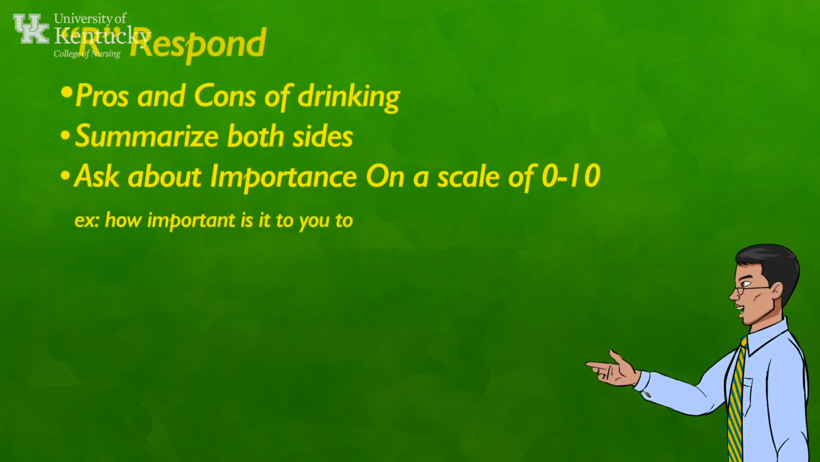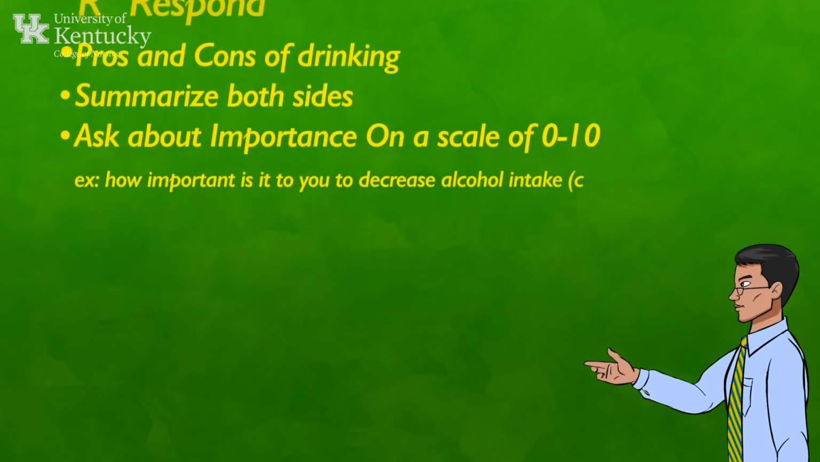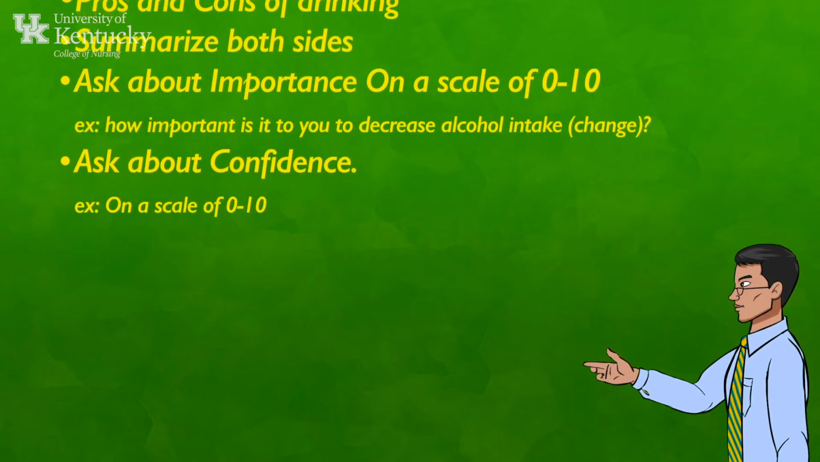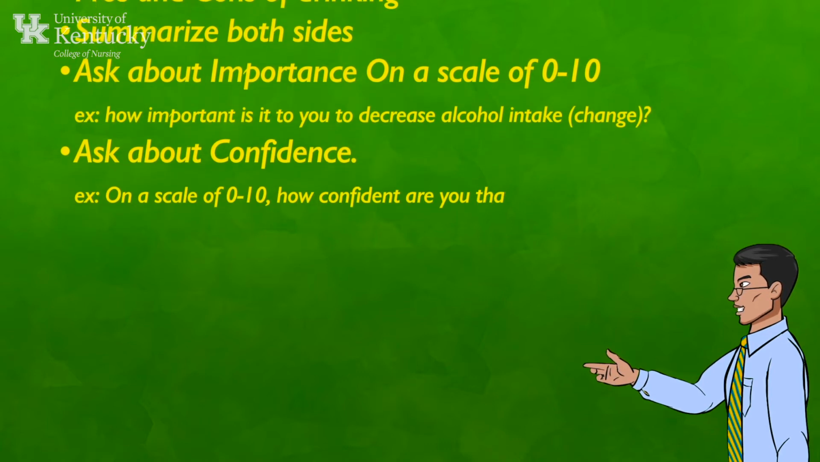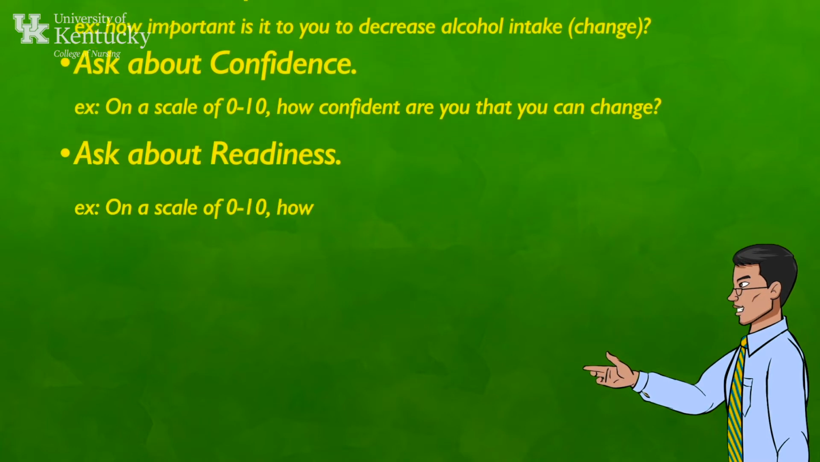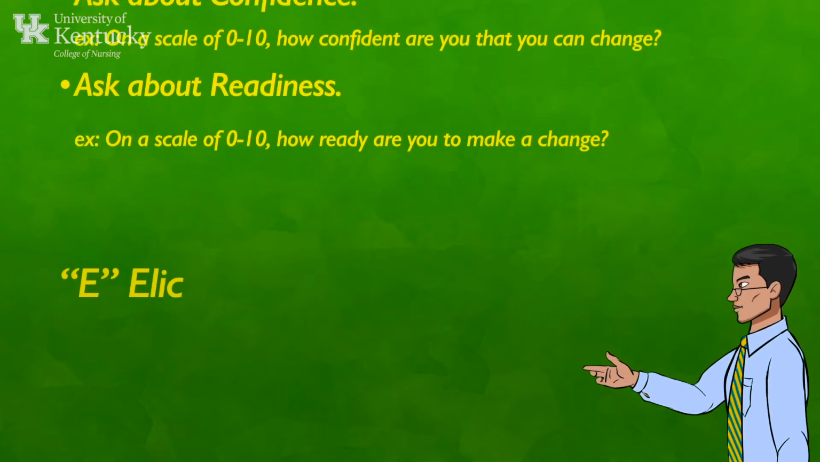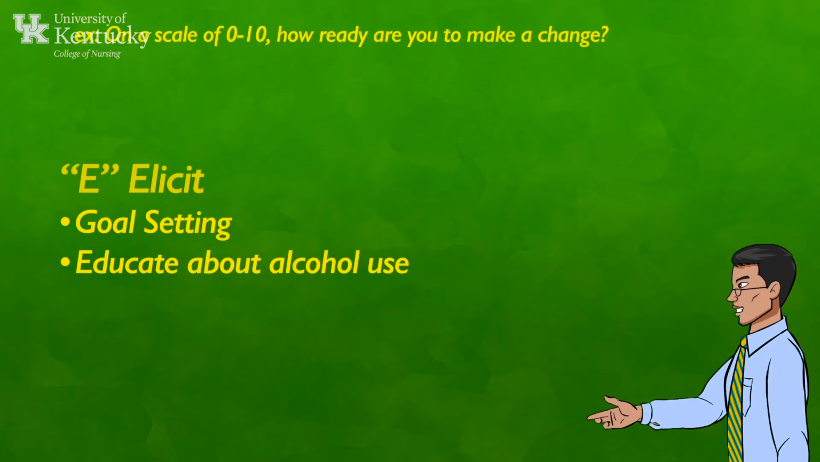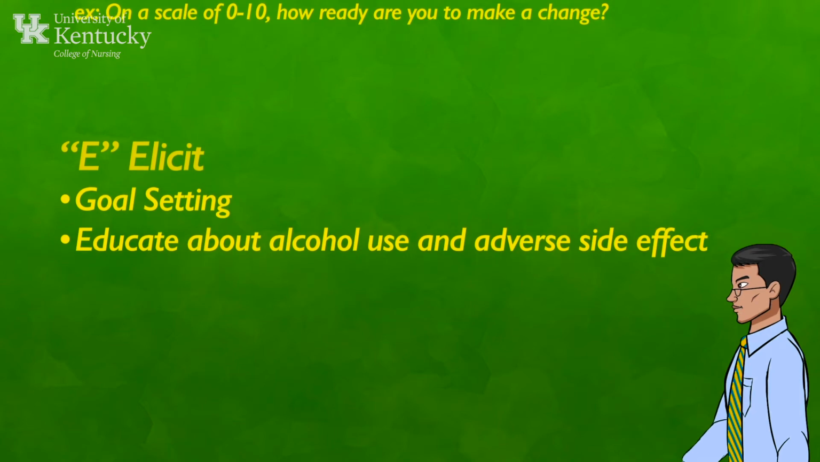How important is it to you to decrease alcohol intake? Ask about confidence. On a scale of 0 to 10, how confident are you that you can change? Ask about readiness. On a scale of 0 to 10, how ready are you to make a change? E, Elicit. Goal setting. Educate about alcohol use and adverse side effects.